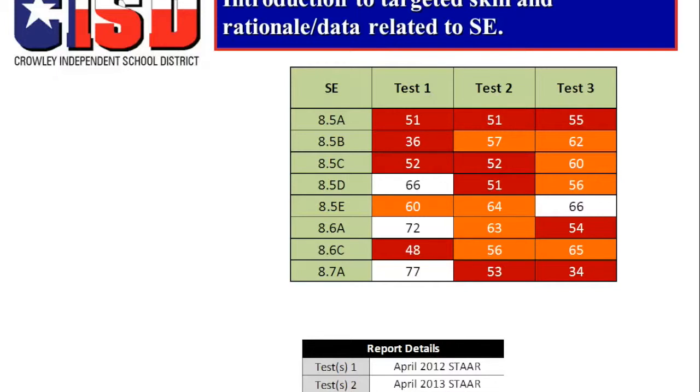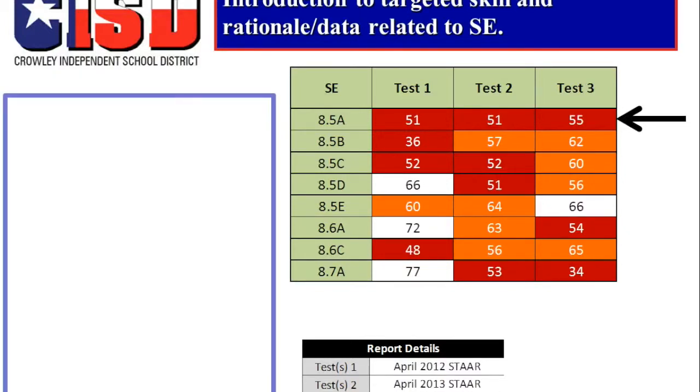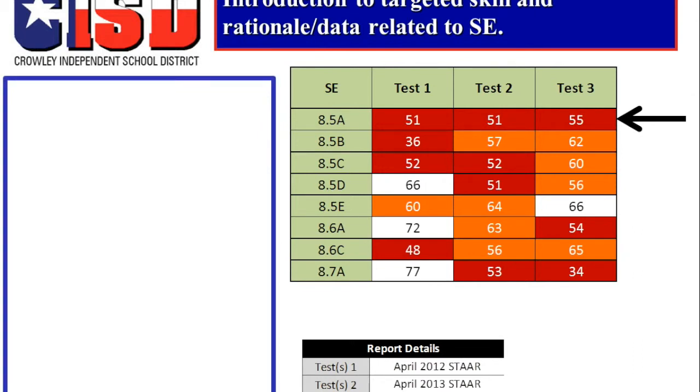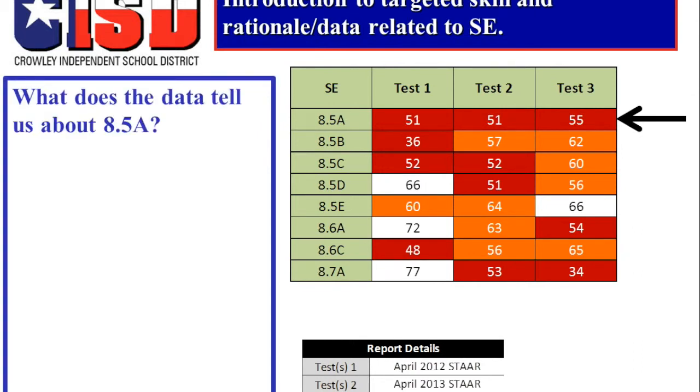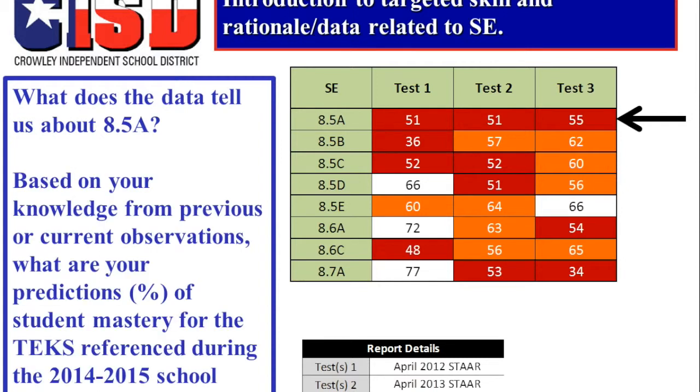For the first 6 weeks, the curriculum preview will target 8.5a. Based on the heat map displayed, please pause and discuss what the data tells us about 8.5a. I chose this SE based on the heat map data that, even though progress was made last year, it is still an area of high concern. Based on your knowledge from previous or current observations, what are your predictions for percent of student mastery for the TEKS referenced during the 14-15 school year?